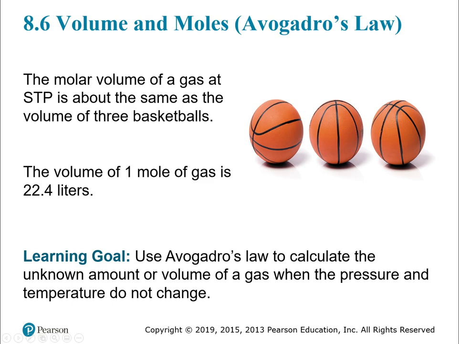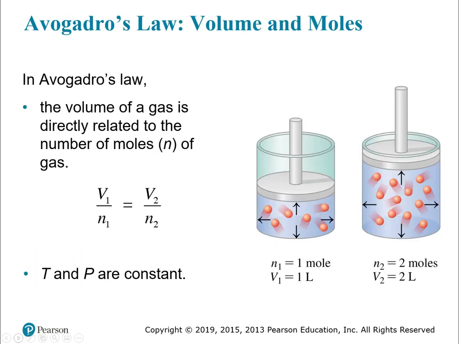Now we're going to move to something that's kind of reminiscent of what we're doing in Chapter 7. We're going to relate volume and moles. We're going to talk about Avogadro's law. Avogadro's law looks at the volume of a gas and the number of moles of a gas. The volume of a gas is directly related to the number of moles. That's if we keep temperature and pressure constant. So if you have 1 mole, you've got 1 liter. If you've got 2 moles, you've got 2 liters.